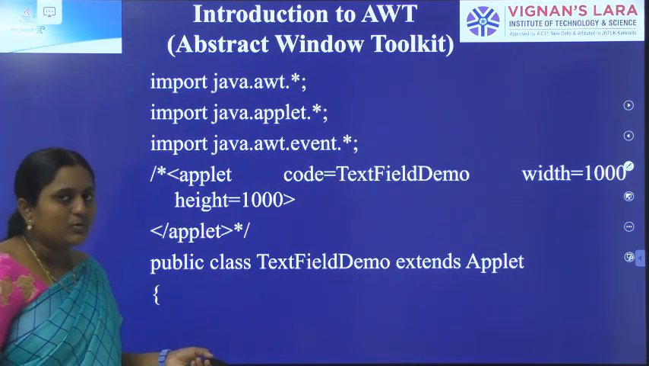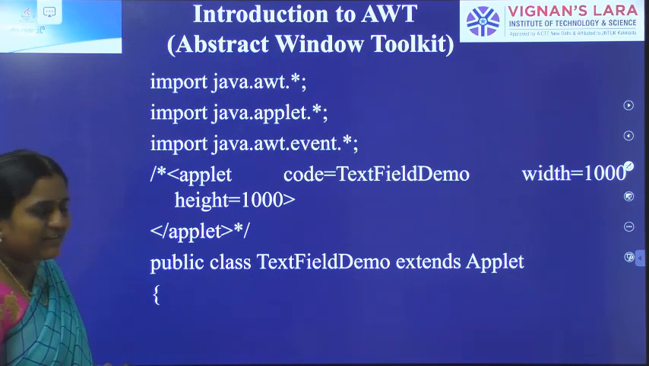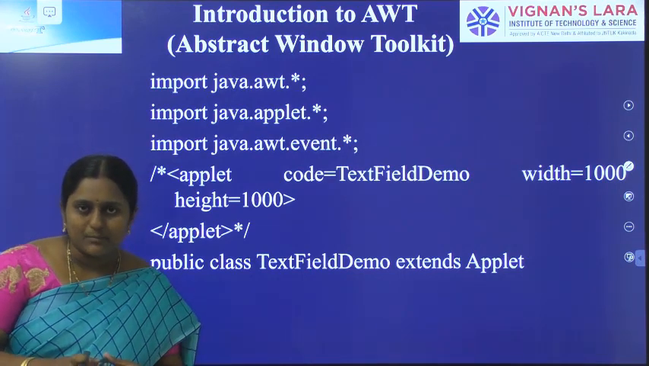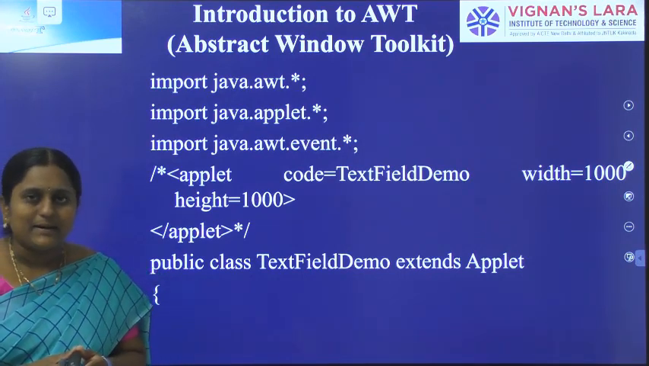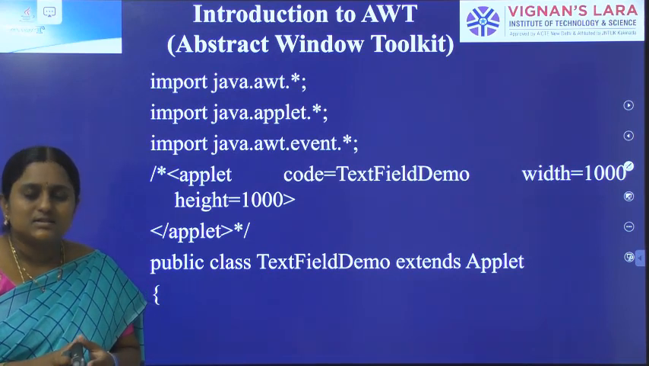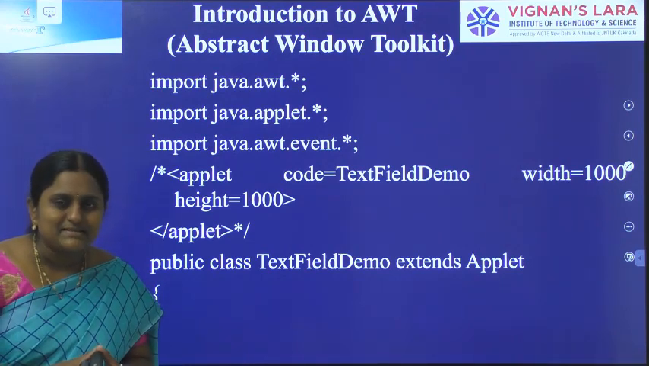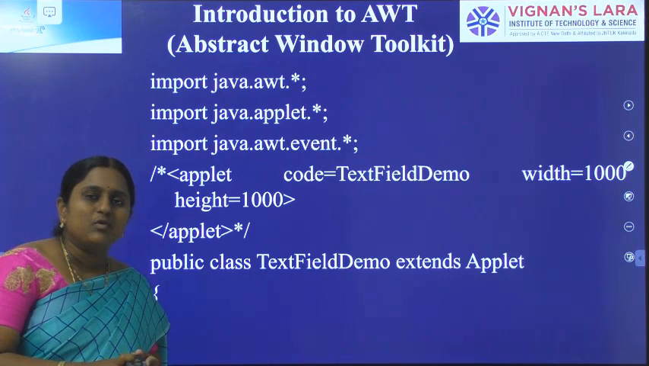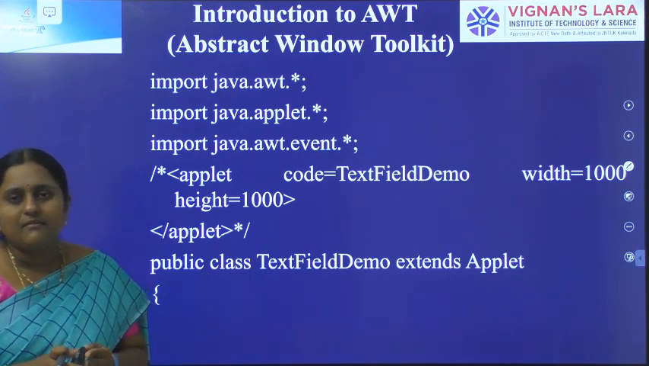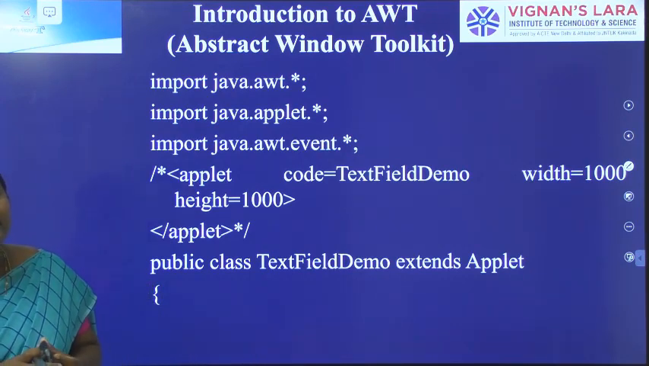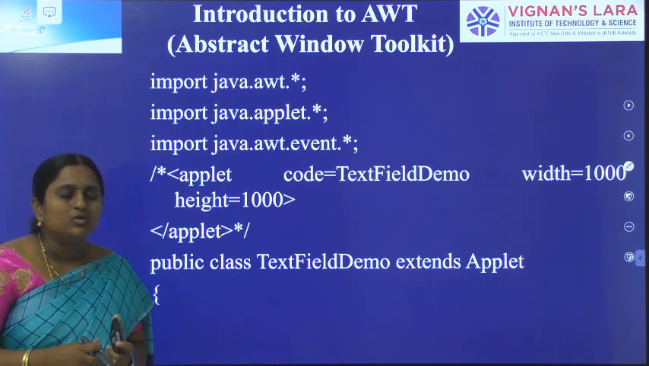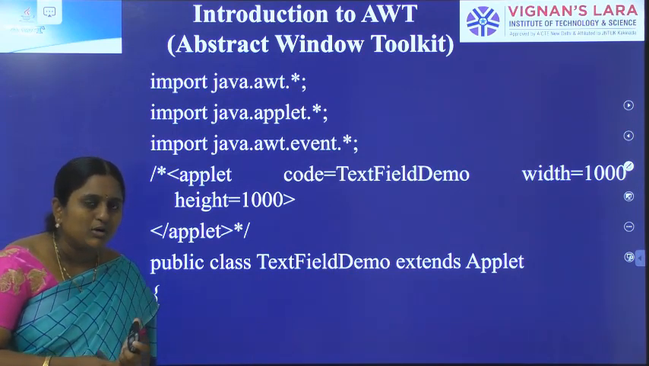So let us look into the program. First of all, for any program, what is the template? Importing the packages. Next, writing the applet code. Next, the class extends Applet and implements the interfaces. Next, we invoke the init method. Everything we have to set is within the init method. After that, we have to call the paint method.